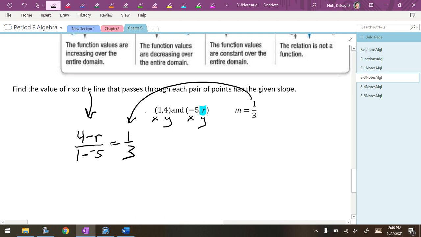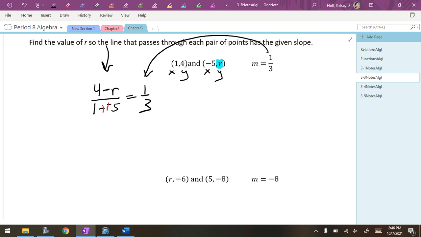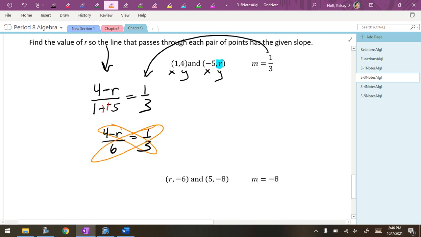4 minus r. Can you simplify that at all? Maddox, 1 minus -5 really would be 1 plus 5. So I would simplify this before doing anything else to go 4 minus r over 6 equals 1/3. Okay, last week, 1 fraction equaled 1 fraction. I can cross multiply, the butterfly. Nicely done. We will cross multiply now.